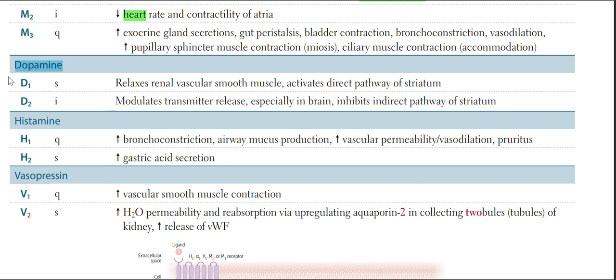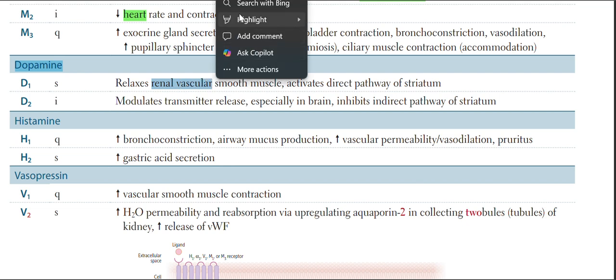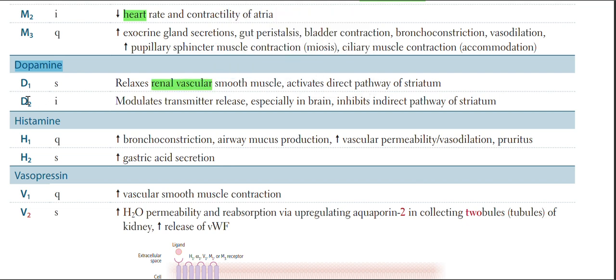And then there are two receptors. You can remember that D1 is usually present in the renal vasculature, and D2 modulates neurotransmitter release. That's what they say. But what I would like to tell you about D2 is that a lot of antipsychotic medications, especially the first generation antipsychotic medications, work on the D2 receptor.